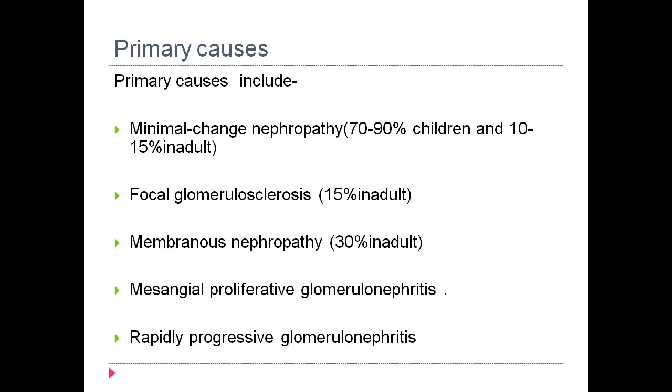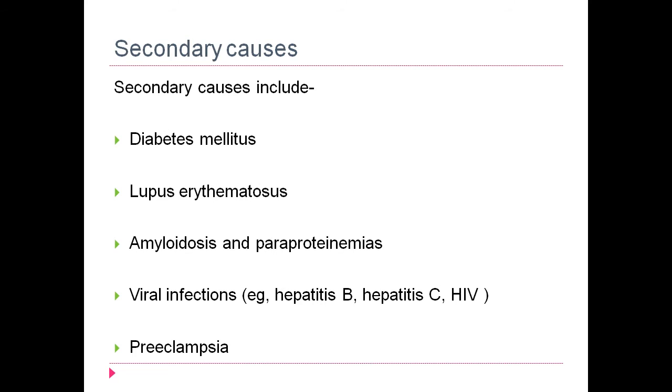The primary causes are minimal change nephropathy, which is very common, 70 to 90% in children and 10 to 15% in adults. Focal segmental glomerulosclerosis, membranous nephropathy, mesangial proliferative glomerulonephritis, rapidly progressive glomerulonephritis. Secondary causes can be diabetes, lupus erythematosus, amyloidosis, paraproteinemias, viral infections like hepatitis B, C, and HIV, and preeclampsia.